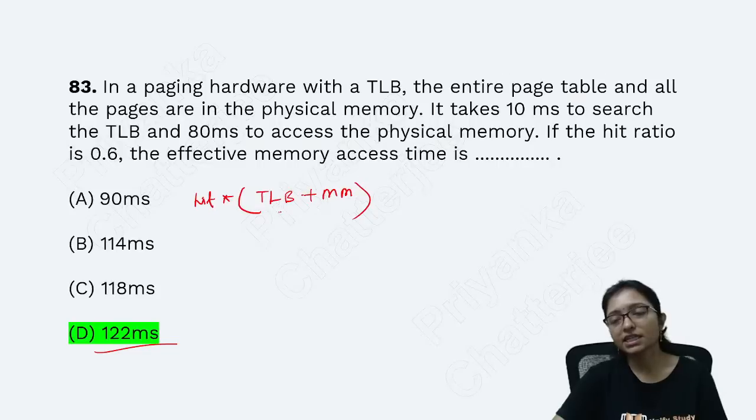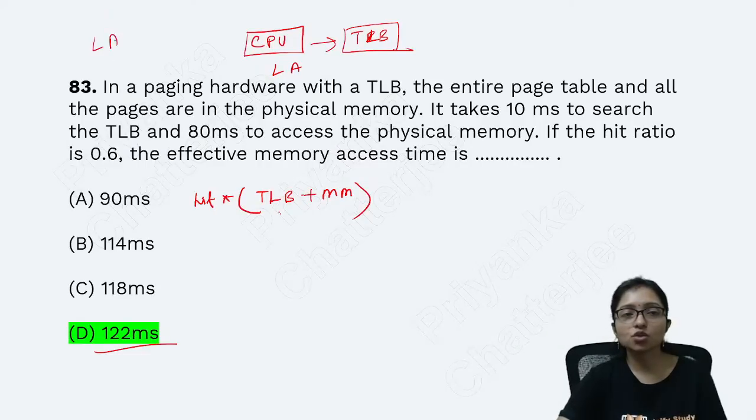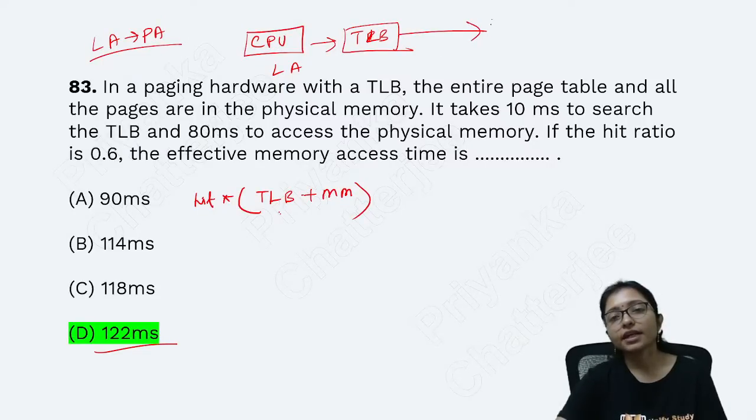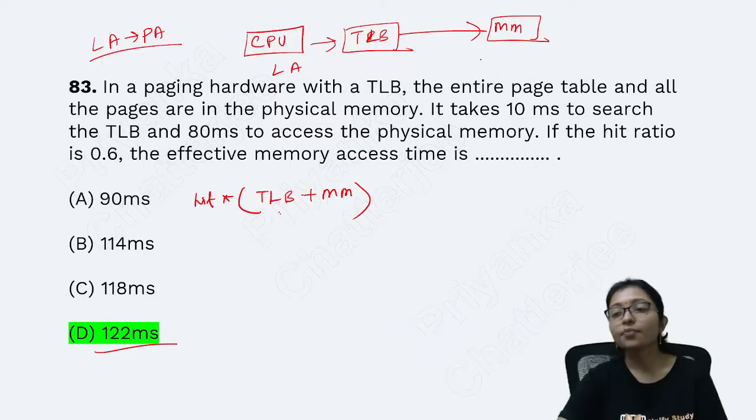Whenever I am getting a hit in TLB, how does it work? The CPU sends the logical address and searches for the physical address. It will go first to the TLB. TLB means translation lookaside buffer, where the logical to physical address translation is already available. If it is already available, then it will directly go to main memory to access the frame, because it already knows the physical address when there is a hit.